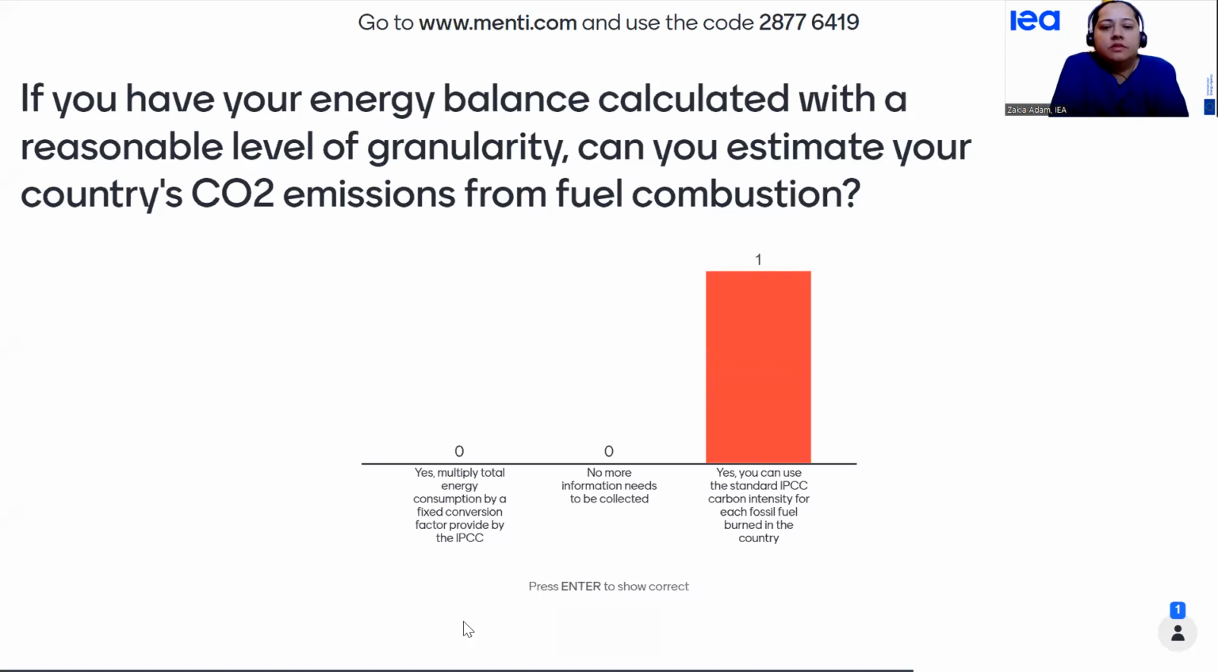You have three possible answers. Yes, you take the total energy consumption and you multiply it by a fixed conversion factor provided by the IPCC. No, you need more information. Or yes, you can use the standard IPCC carbon intensity for each fossil fuel burnt in the country. So please connect to the website and answer this question using the same code as earlier.